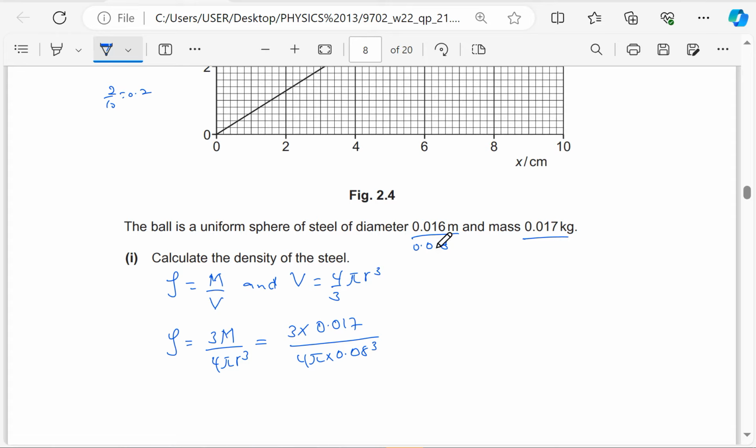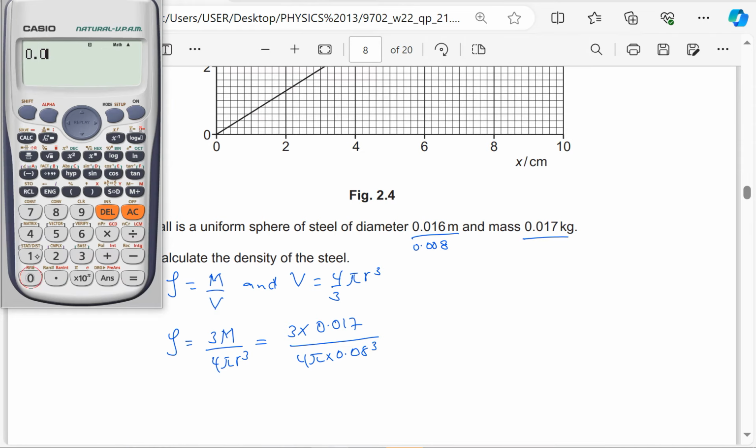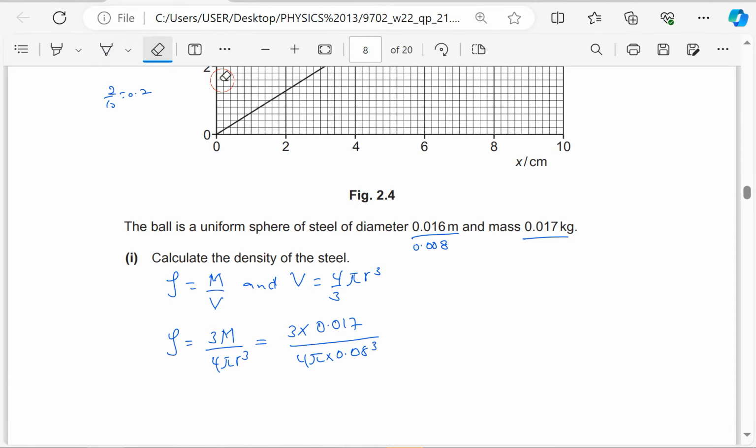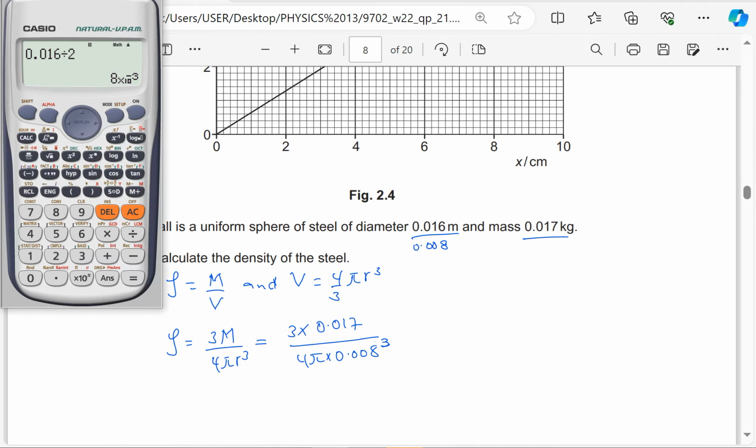Oh, I think there is a 0 missing here. I said my math is not good. I have to check this. 0.016 divided by 2. Okay, these are 2 zeros. There is a 0 missing here. Sorry about that. So this is 0.008 cubed. I'll check this again.